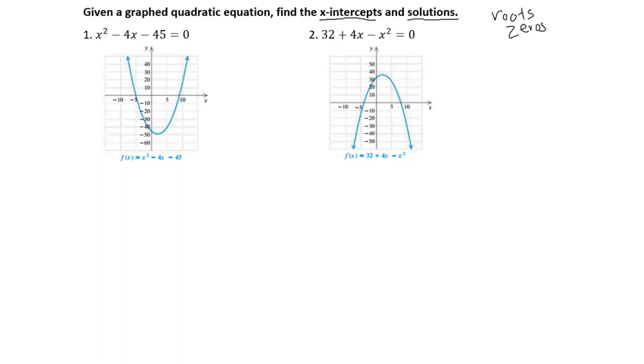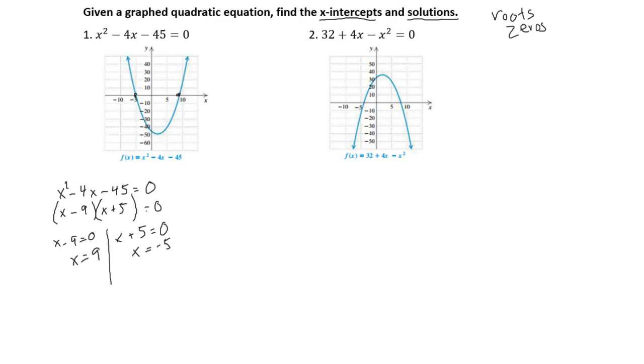Okay, so if we have x squared minus 4x minus 45 equaling 0, it looks like it's crossing right there and right there. So it looks like negative 5 and 9. Well, when we factor this, we get (x minus 9)(x plus 5) equaling 0. So that's x minus 9 equals 0, x plus 5 equals 0. So that's x equals 9 and x equals negative 5.